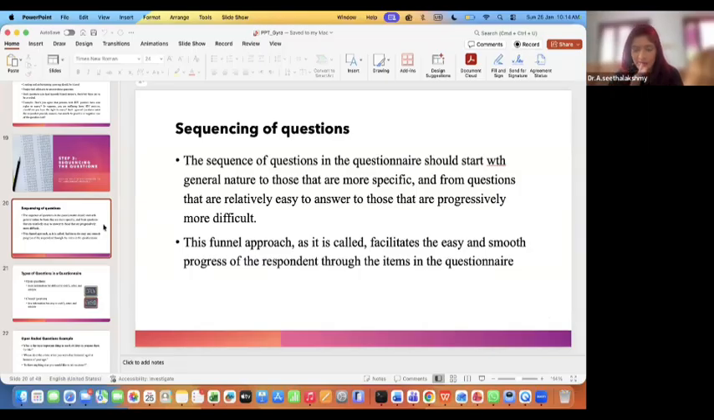Another thing I missed is, before sequencing, we also look into categorization of the questions in the questionnaire. We call it dimensions in the questionnaire. Whenever you decide your variables, after that, how you are going to make your variable into different ones.